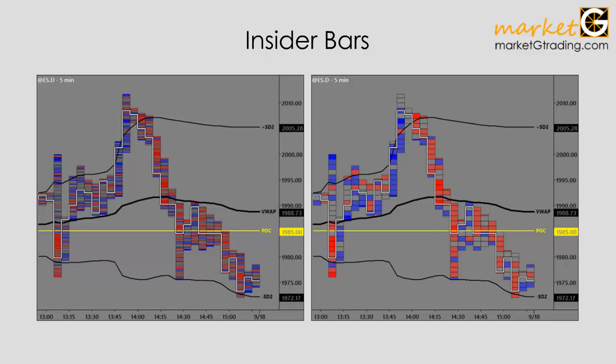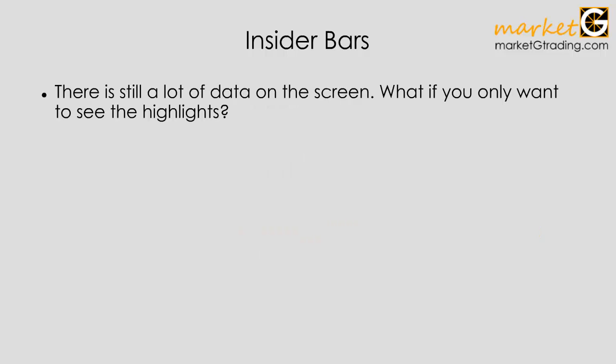If you take away the text, it's actually a little easier to see how much combining ticks can simplify what's going on in your analysis and let you see better what's going on in these high volume situations. A lot less clutter. You know, there's still a lot of data on the screen though. What if you only want to see the highlights?